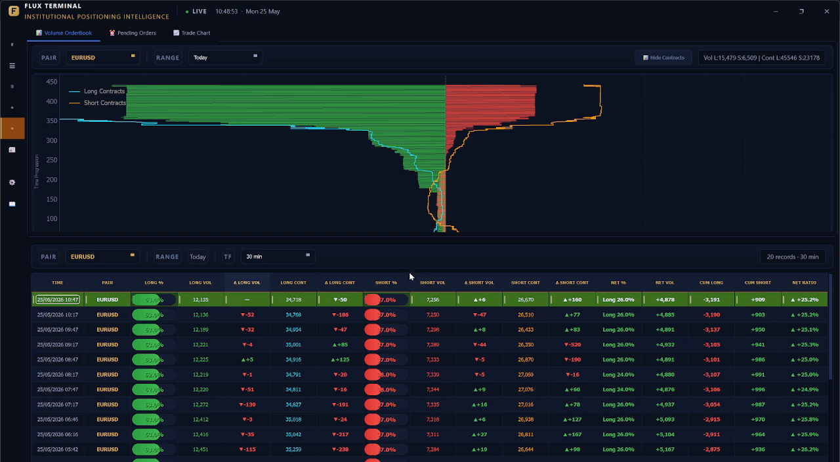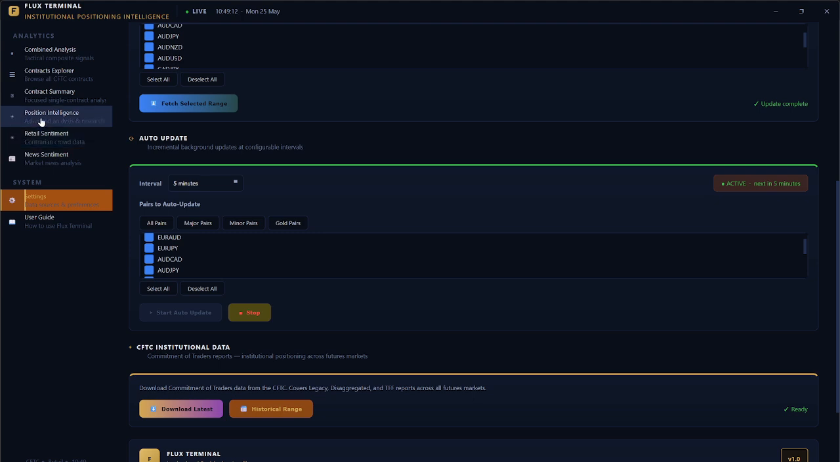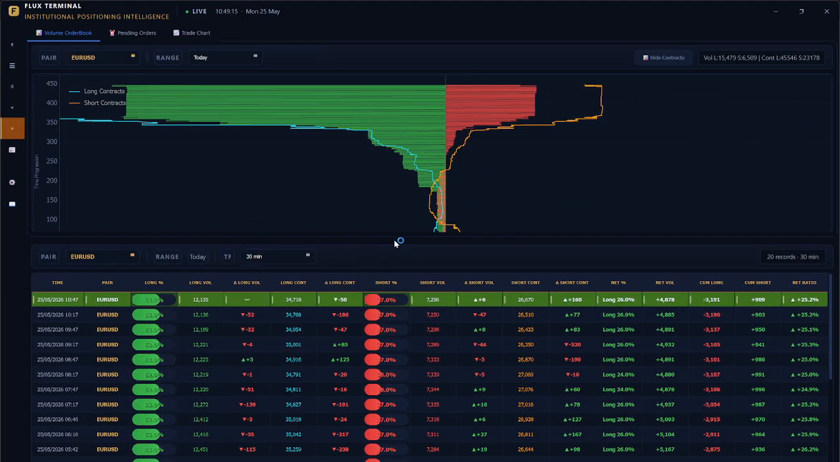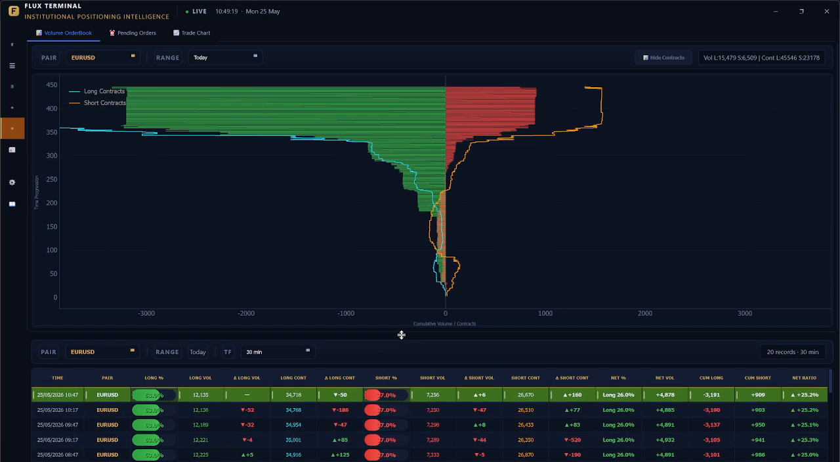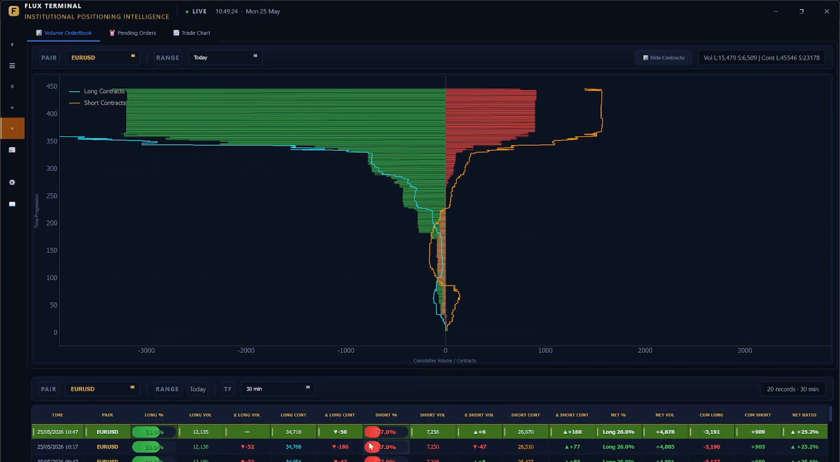The volume order book chart is in here, I almost lost it. Sorry, I'm running the software, the terminal, on the 5-minute update right now. If you get any waiting pointers, just wait until it updates. You can drag the table down and look at the volume orders, the volume order book.